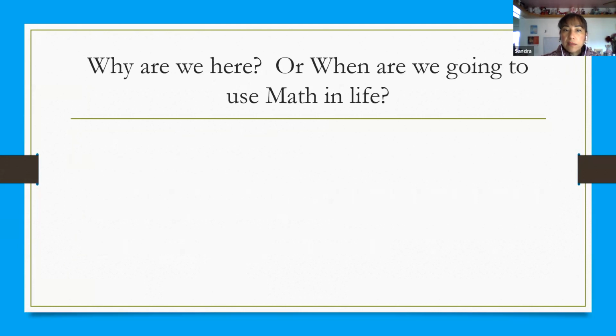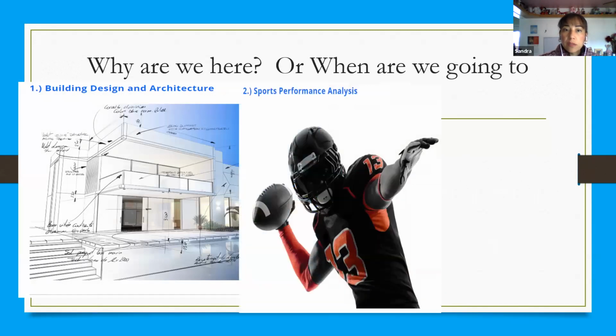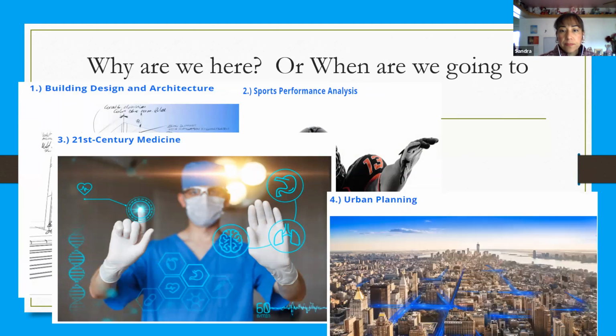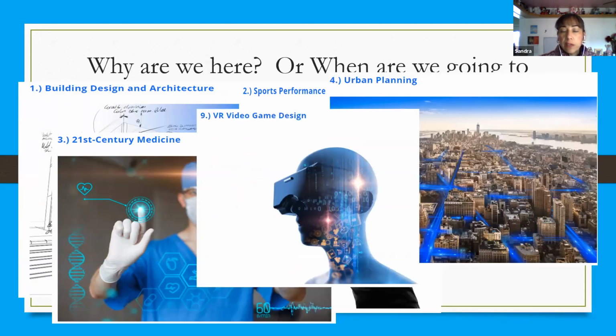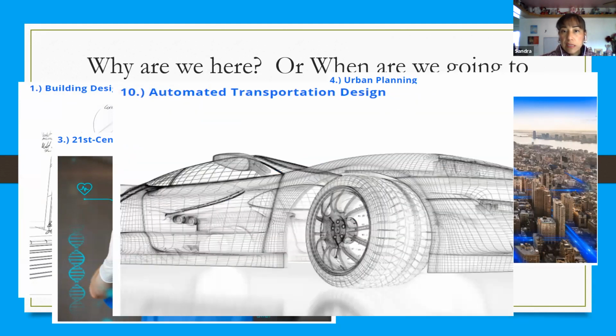Why are we here? Or when are we going to use math in life? We use mathematics in real life in building design and architecture. We also use it in sports performance analysis. You can also see mathematics in 21st century medicine, urban planning, VR video game design, automated transportation design, and other places that are not mentioned in here.